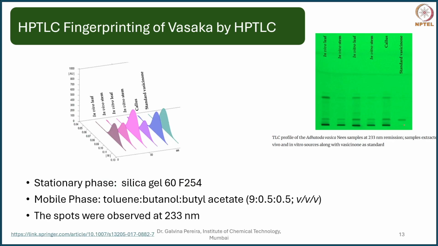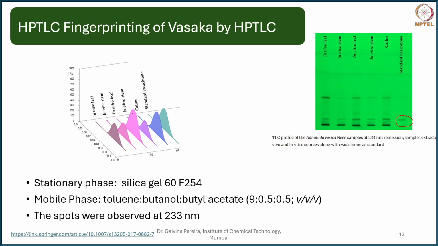Now in this case, what is quantified is Vasacinone, which has a slightly lower RF, and they have done it in plant tissue cultures. So plant tissue cultures of leaf, stem, in vitro and in vivo, as well as the callus cultures. So you can see here they have checked it for the ability to quantify Vasacinone from it using a mobile phase of toluene, butanol, butyl acetate, and still they could get a good resolution.